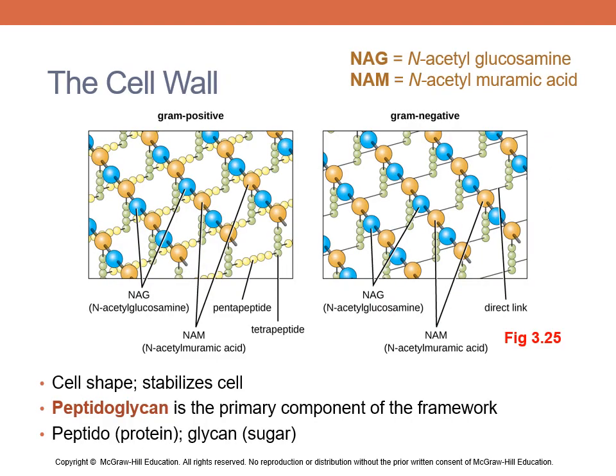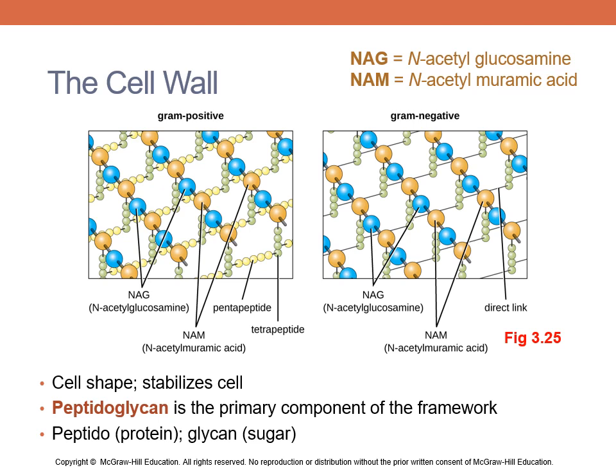The cell wall is responsible for maintaining cell shape and the stability of the cell, protecting them from osmotic changes in the environment. Peptidoglycan is the primary component of the cell wall in both gram-positive and gram-negative organisms, but much more extensive in gram-positive organisms. Peptidoglycan is made up of the sugars N-acetylglucosamine and N-acetylmuramic acid, abbreviated as NAG and NAM, respectively. And it also consists of proteins.